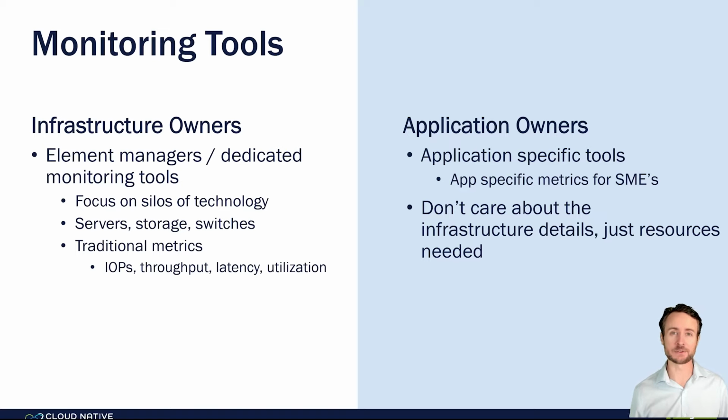Now, on the other side of the house, we've got infrastructure tools. And if you happen to be an infrastructure owner, these are the things you look at every day. You're typically leveraging some sort of element manager to look at silos of technology. You probably also have some dedicated monitoring tools to look at business critical components of your infrastructure. And all these tools, they have a lot in common. They're going to look at traditional measurements of performance. We're going to look at things like IOPS, throughput, latency. We're going to look at the utilization of different components in that infrastructure. We're going to look for things like resource contention so we can make sure we're hitting our SLAs.